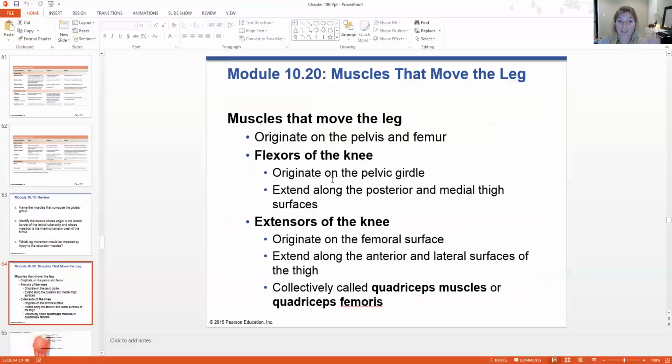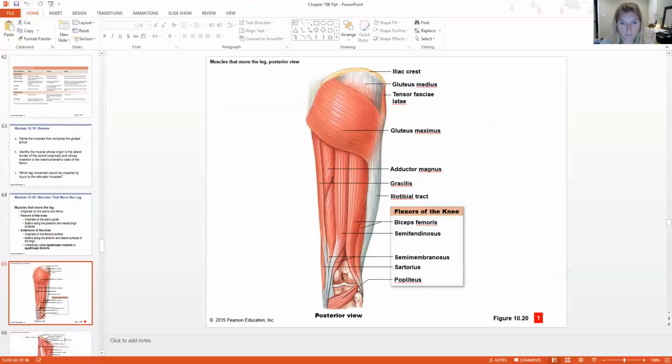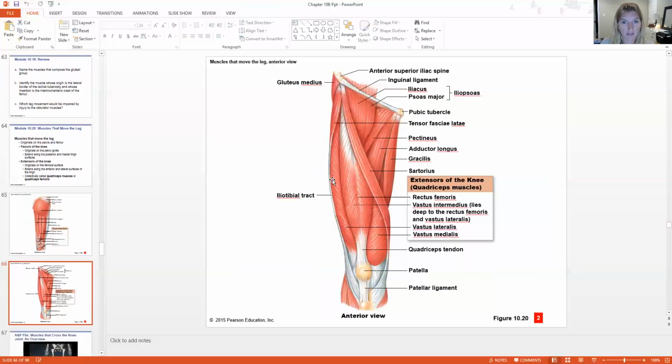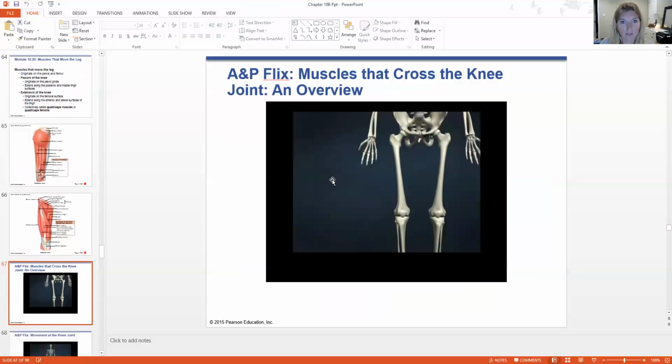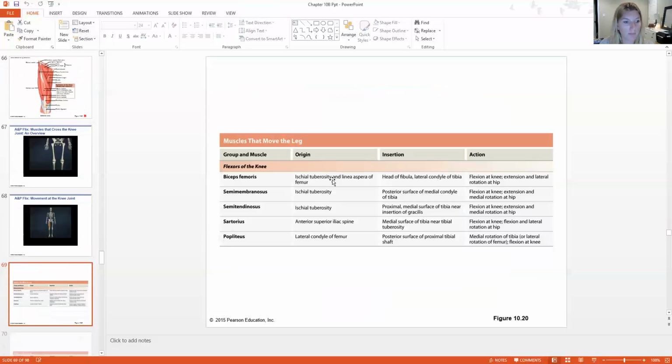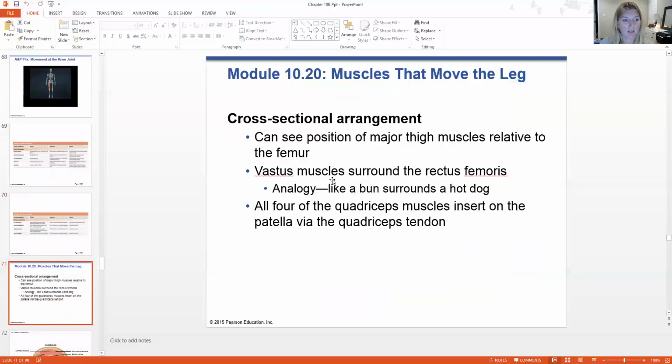Moving on to muscles that move the leg. You have flexors of the knee and extensors of the knee, and these are typically opposite of what we saw on our forearm. Flexors of the knee are posterior and medial instead of anterior like we saw on the wrist, and extensors are anterior and lateral. And collectively, we tend to call those the quadriceps muscles or the quadriceps femoris muscles, the extensors. Here we see the back of the leg, anterior leg. Video that's on masteringAMP.com. Another video on masteringAMP.com. Chart from your book. Pretty sure all of these are on your list. Same here. Muscles that move the leg.